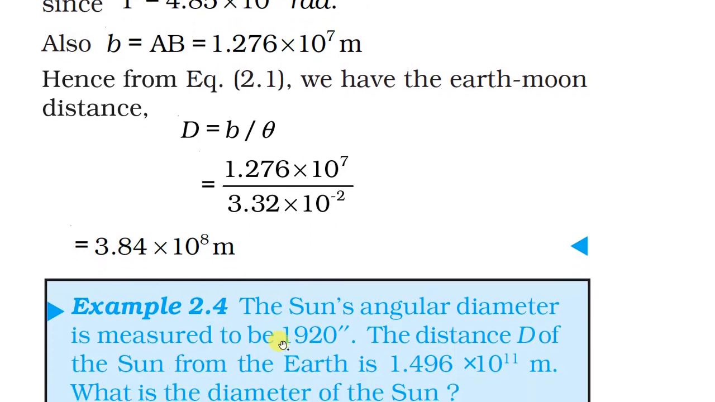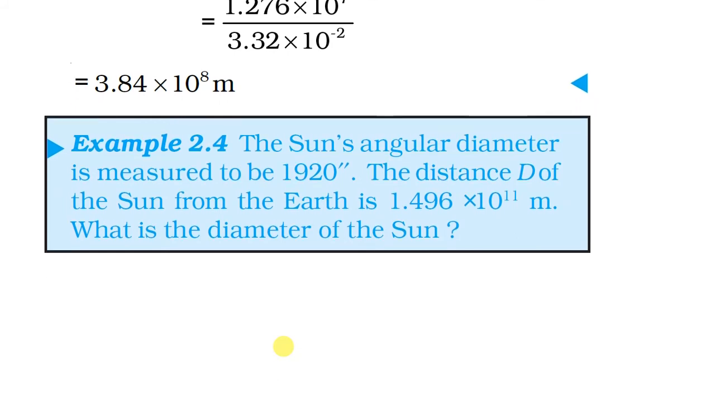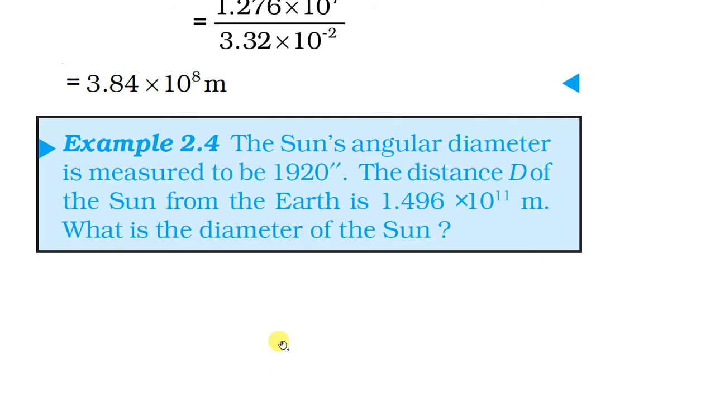Now another example: the sun's angular diameter is measured to be 1920 seconds. The distance d of the sun from the Earth is 1.496 × 10^11 meters. What is the diameter of the sun? We need to find the diameter of the sun.